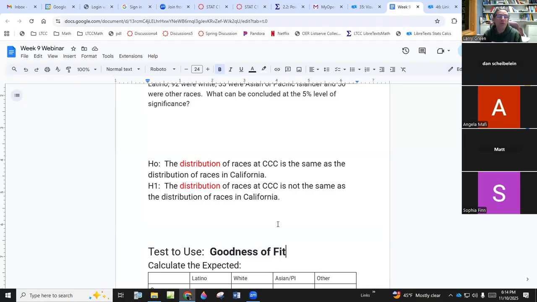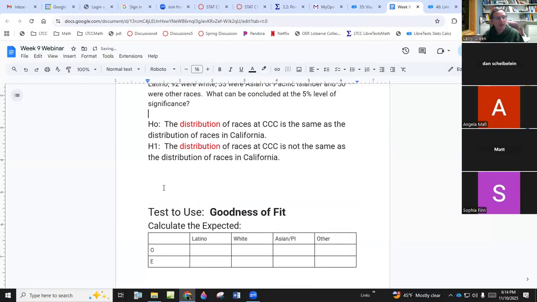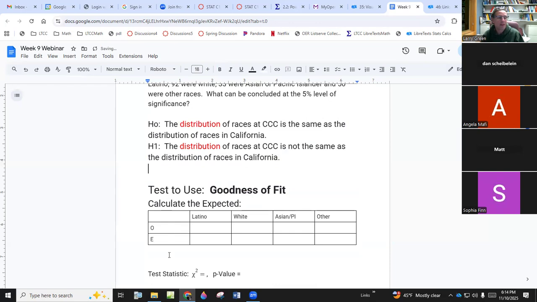So first step is to decide on the test to use, which is goodness of fit. The second step is to write down the null and alternative hypotheses. And then the third step is to create a table. Let me show you what the table looks like. So the table is an observed expected table.